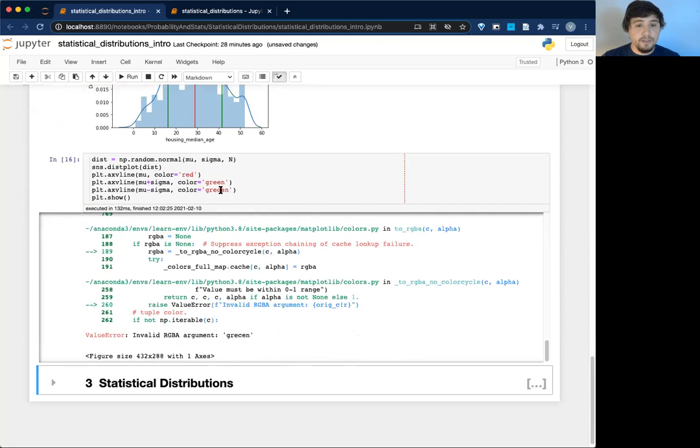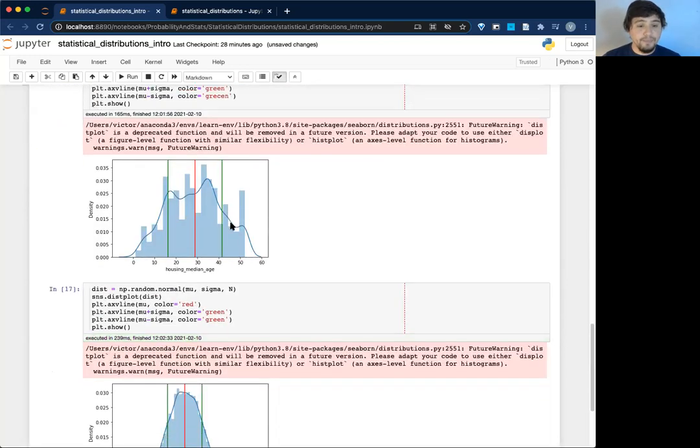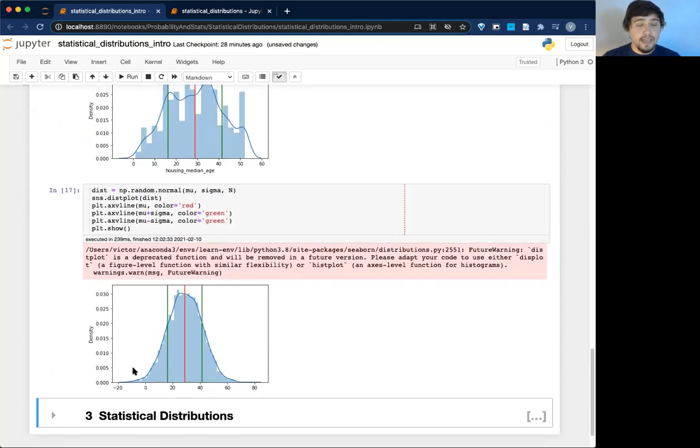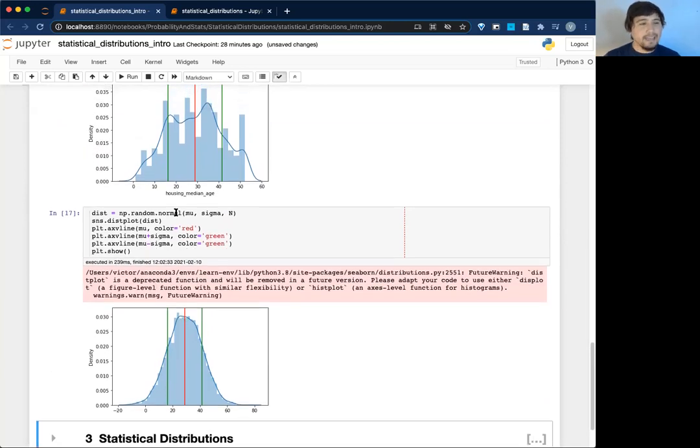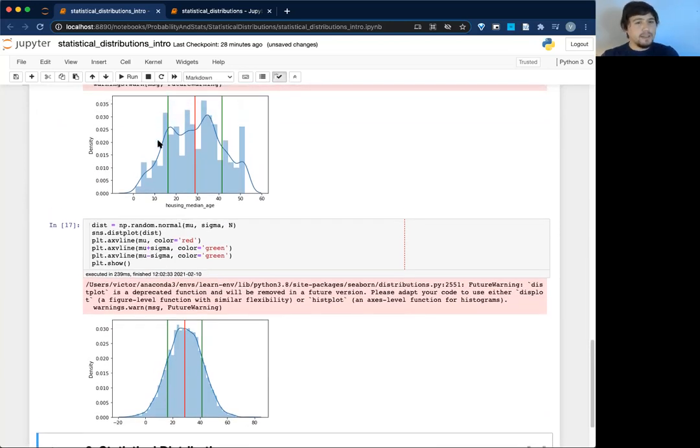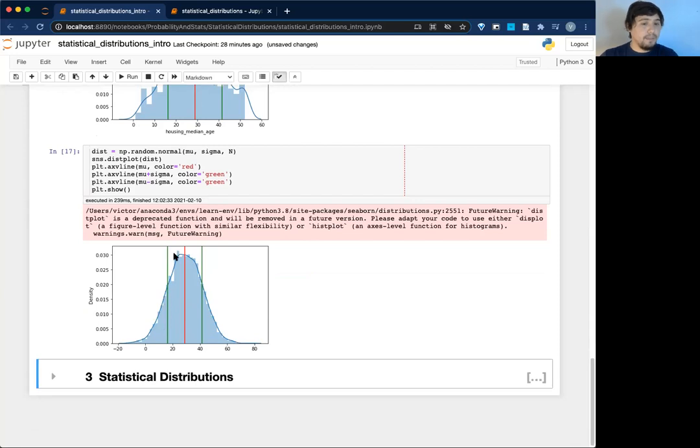Oh, spelled green wrong. Okay, so you can see here, this would be the perfect normal distribution. Well, it's not perfect, because it's random, I'm actually producing it. We see that this would be roughly normal. And you can see it's kind of similar, but there's definitely some interesting stuff going on here. The whole point when we do hypothesis testing is basically taking this data and saying, is it going to be like a normal distribution? So that's my motivation of what we're moving forward to.